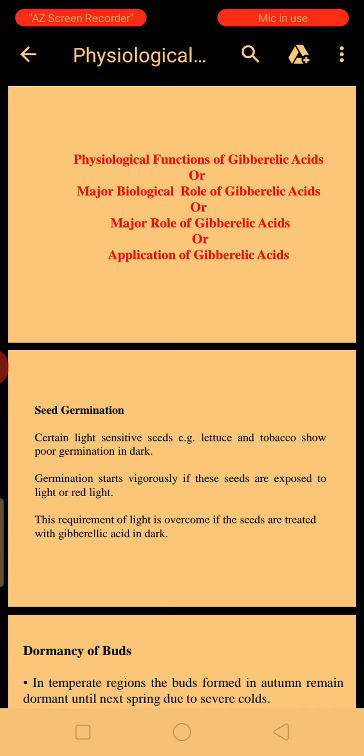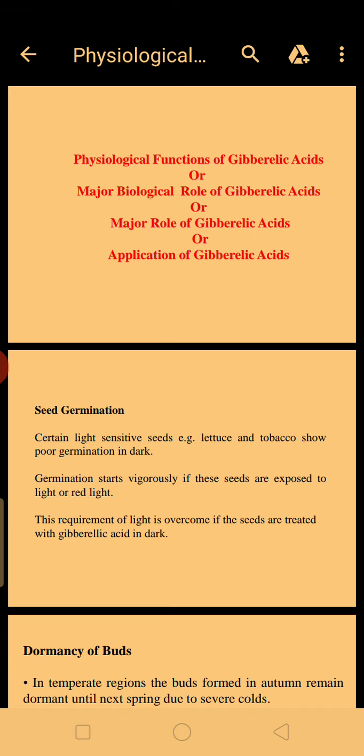So one by one we will discuss the role of gibberellic acid during flowering and bolting. What is the meaning of bolting, and why is it related to gibberellic acid and not the others? All such points will be discussed in detail one by one. So we come to the first point, which is seed germination.